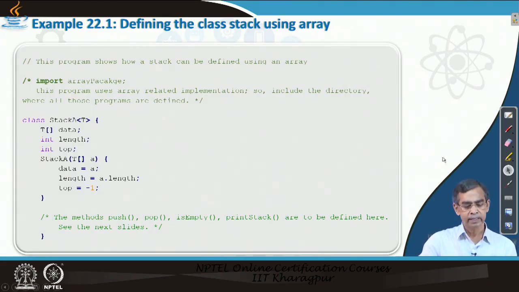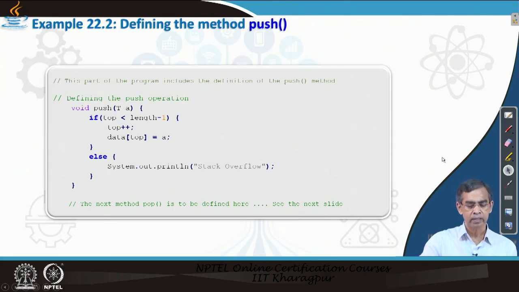So, now we will add the first method, namely the push method. Here is the method push. As you know, the push method requires the element to be pushed. So, A is basically of type T. If T is integer, then A is of type integer; if T is double, then A is of type double; if T is string, then A is a string. Whatever it is.